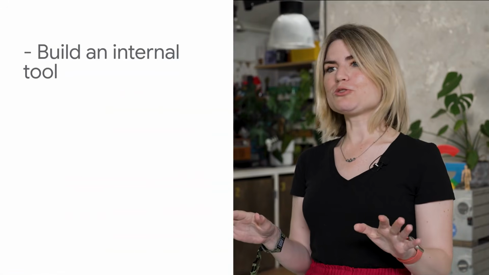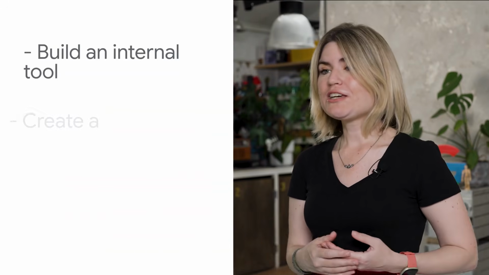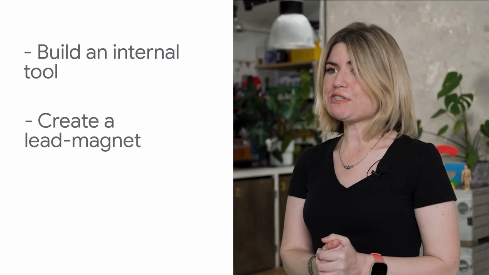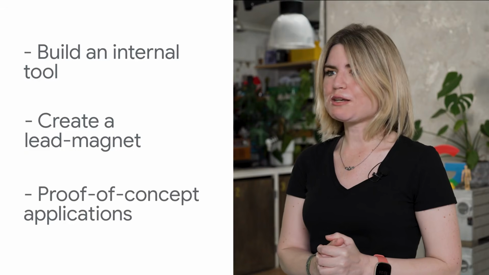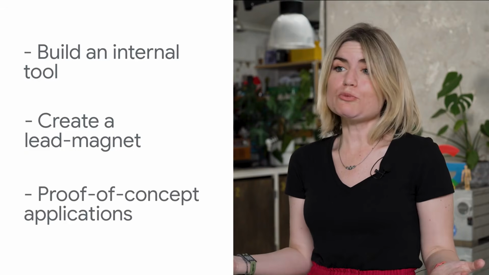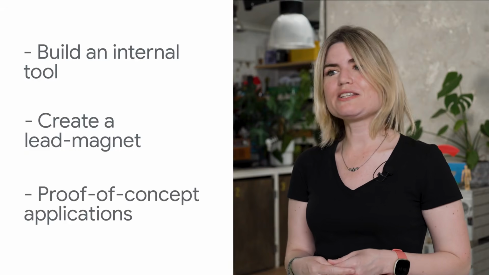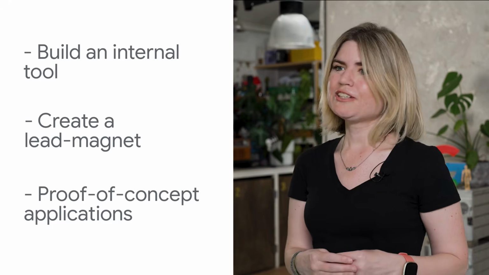This is your MVP. You can build an internal tool to improve your team's productivity, create a lead magnet for your website, and even generate proof of concept applications to validate a new product idea with real users by the end of the day, not the end of the quarter. So stop waiting. Go to AI Studio right now, describe your app idea, and build your first AI prototype for free.